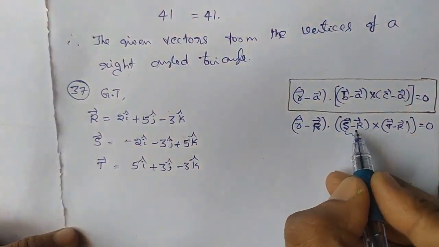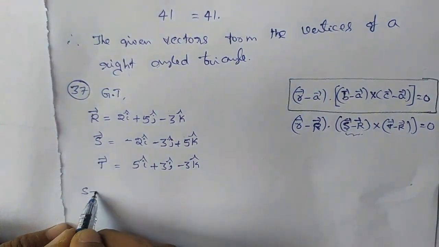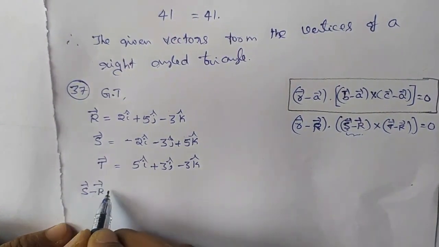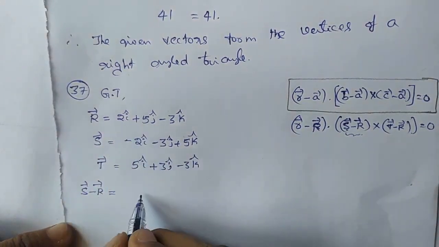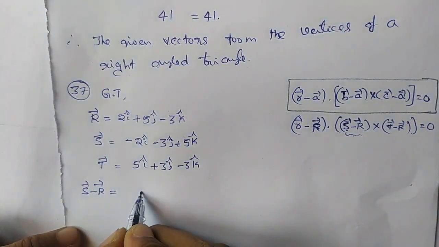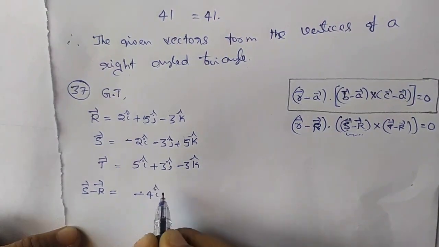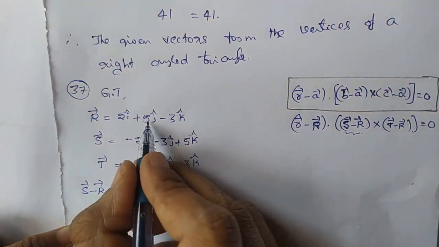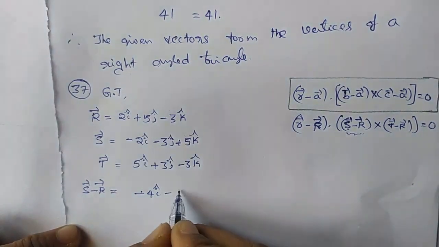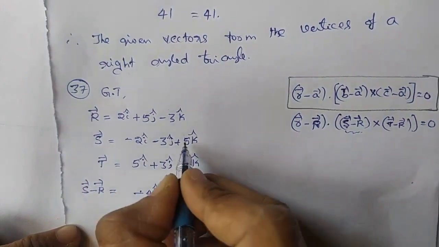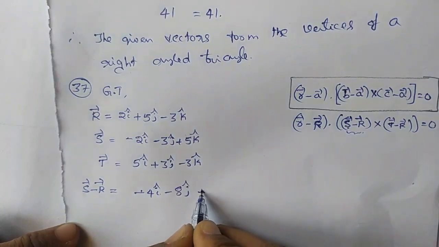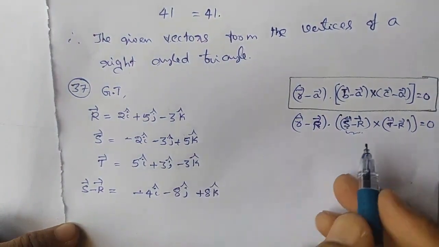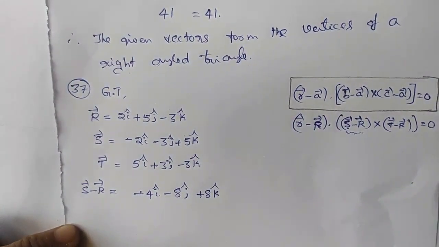First, find out S minus R, S vector minus R vector. Minus 2i minus of 2i is minus 4i. Minus 3j minus 5j is minus 8j. 5 minus of minus 3 is plus, so plus 8k. That is S minus R.